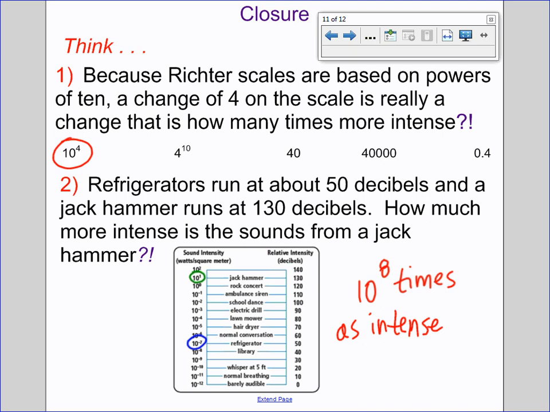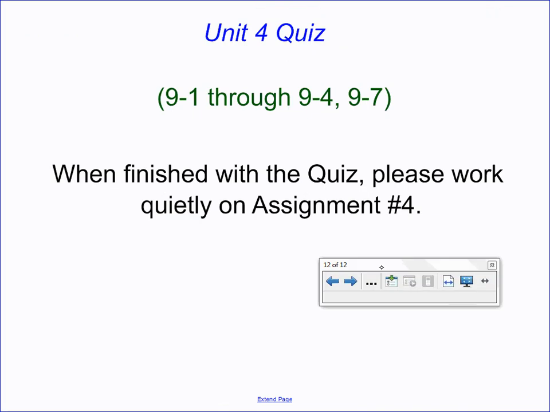Awesome. What questions do you guys have about our logarithmic scales in context today? Then I'm going to go ahead and show you again, Unit 4 quiz is what we'll be doing in just a minute. And when you're done, you quietly work on assignment number 4. I'm going to pause and save the recording.